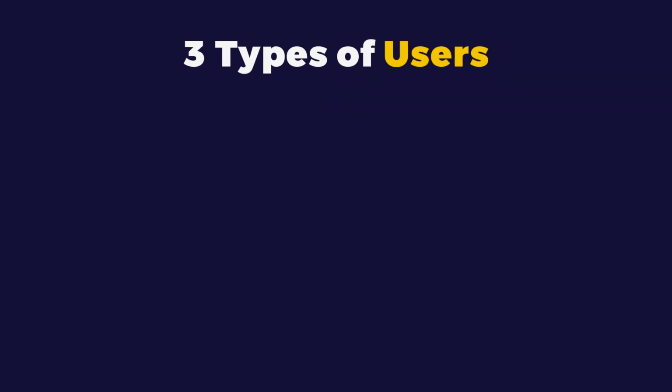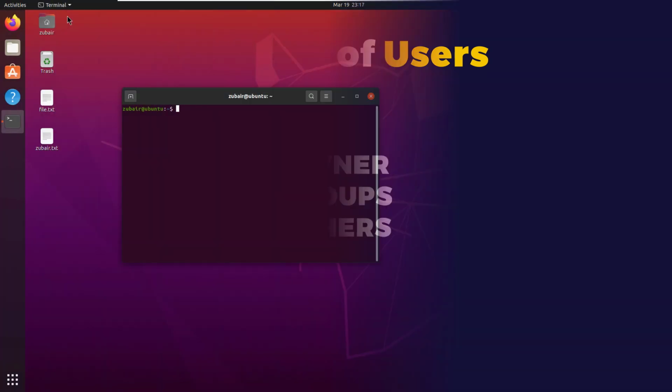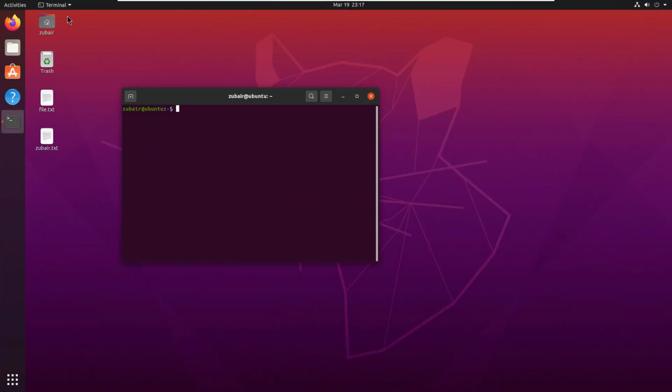After that, we have 3 types of users. First one is the user who is the owner, second one are the group users, and the third ones are all other users. And permission also works like that. First of all, it assigns the permission to owners, then the group users, and then to all other users. So let's change the permissions for a file.